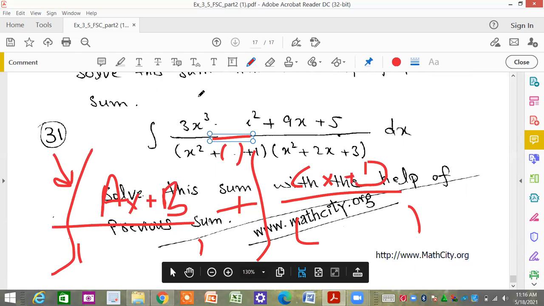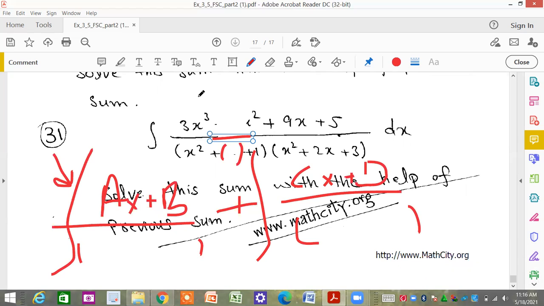This is the solution of exercise 3.5, complete. After this, we will discuss exercise 3.6 in our next lecture. So this is today's lecture. If there is any query about today's lecture, you can ask in the next lecture, or you can approach by different methods.